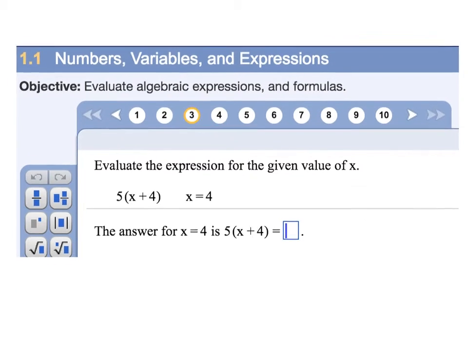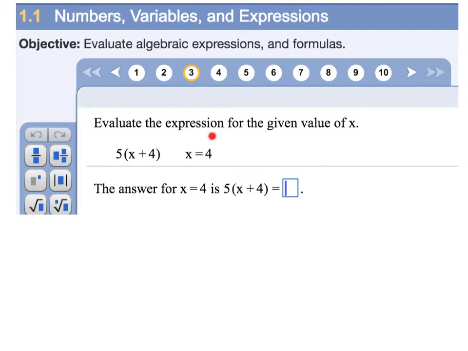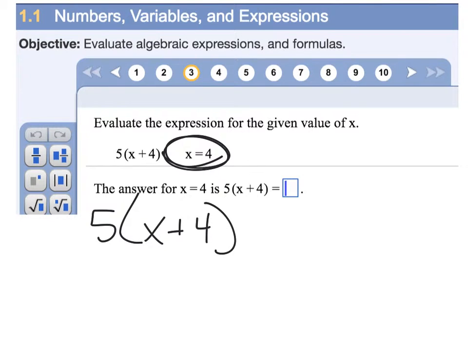So here, evaluate the expression for the given value of x. So you've got this thing. Now what does that mean? So 5 parenthesis x plus 4 parenthesis. Now we know that wherever we see an x, we're supposed to replace it with a 4. But what does all of this junk mean? Well, these parentheses mean to focus on them first, all right? And that means first we're going to add these two numbers together, then we're going to multiply by 5.